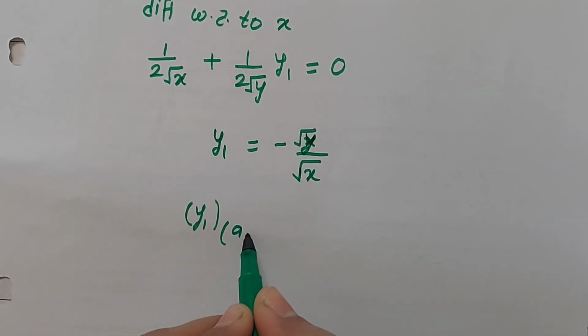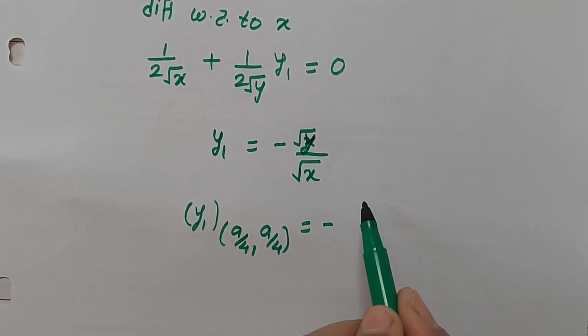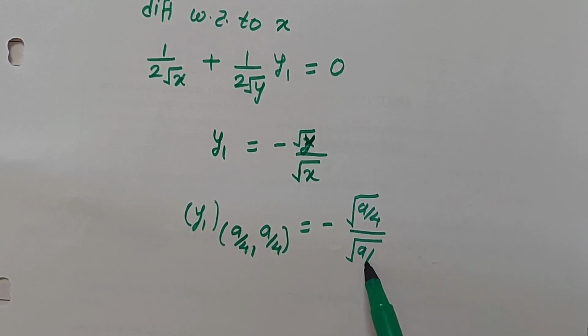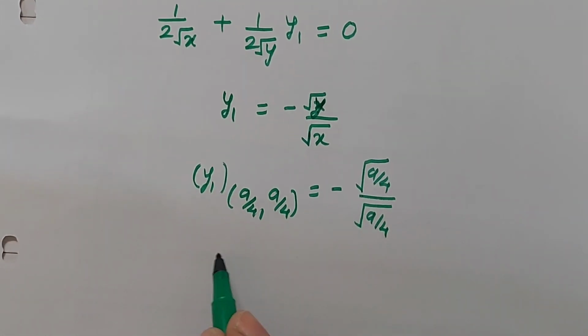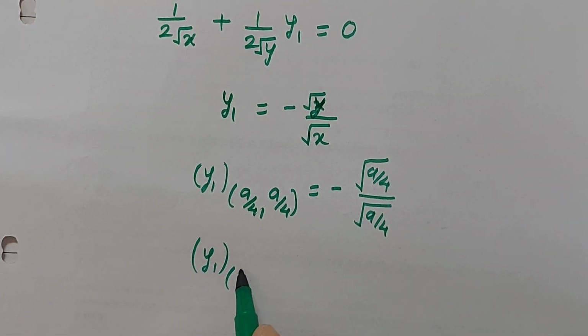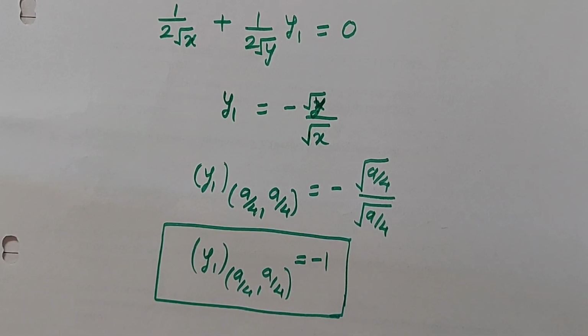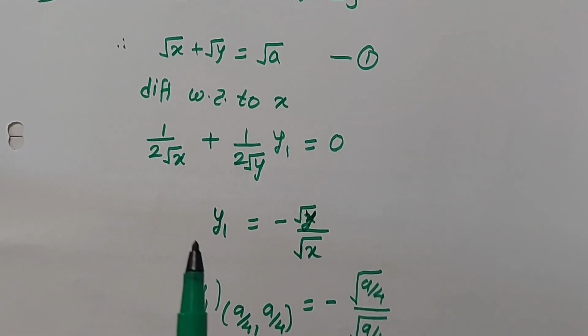So here y1 at a by 4 comma a by 4 is equals to minus 1. Here put the value of y as a by 4 and x is also a by 4. Obviously if these two terms are similar then they cancel, and the answer of y1 at our point a by 4 comma a by 4 is minus 1. So this is the value of y1. Now next we have to find y2. Here for y2 either you have to differentiate this term or this one. You will get the same answer.